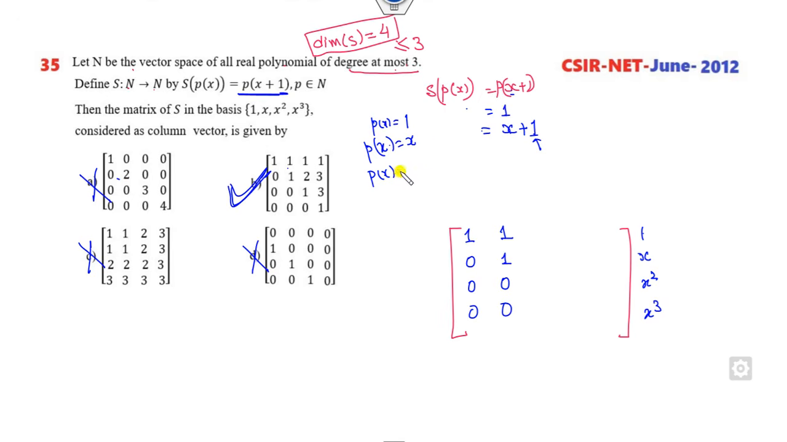So if I take x square, it becomes x plus 1 whole square, which is x square plus 1 plus 2x. The constant will be 1, the coefficient of x will be 2, and the coefficient of x square is 1. Here 1, 2, 1. Similarly for the cube. This is the right answer.